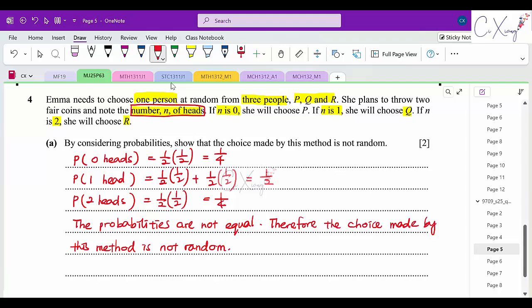Okay, yeah. So if you want to make sure that the choice made by using the method is random, that means you have to make sure that every single person is having the equal probability or equal chance to be selected. So for this method, you can see very clearly that the probabilities are not the same, right? So that means when 1 head, that means Q will be having the higher percentage or higher chance to be selected. So it is not a fair or a random sample that we choose.